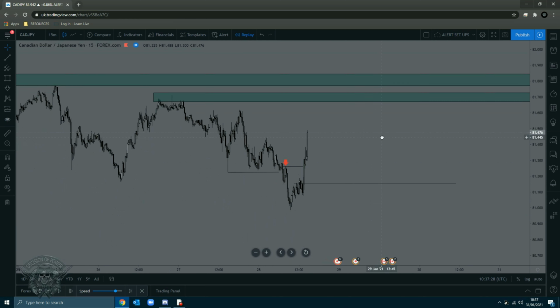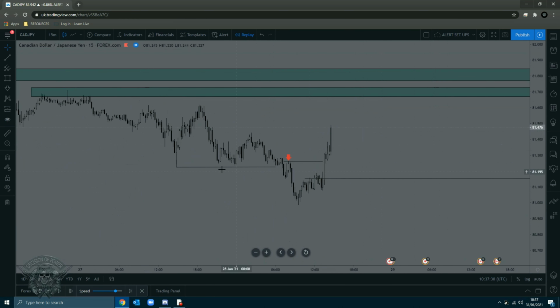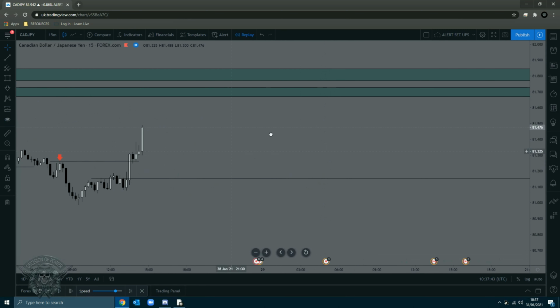So we've had question 1, have we got equal lows? In this case, yes, we have. Question 2, have they been ran? Yes. Question 3, has there been rejection? Yes, there has. And question 4, have we had a break of structure? That break of structure took place right there. Once this candle burst through, let me have a look.